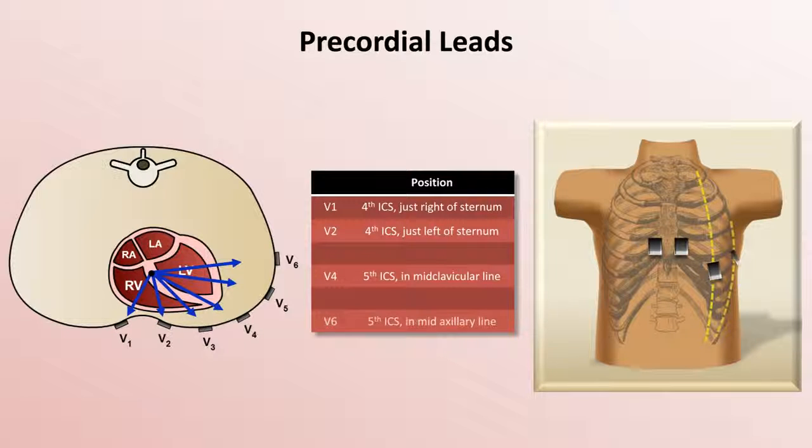V6 in the 5th intercostal space in the mid-axillary line. V3 goes halfway between V2 and V4. And finally, V5 goes halfway between V4 and V6.